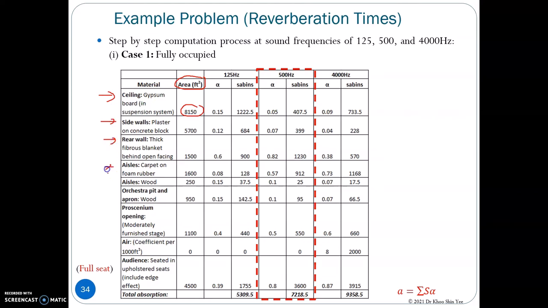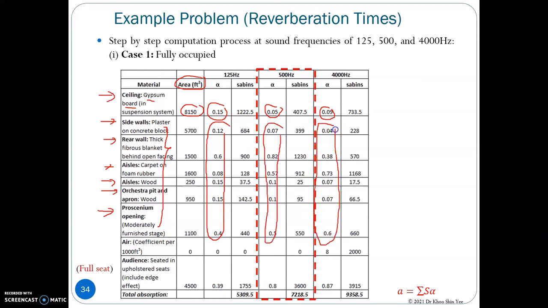In these cases, for example, we use the gypsum board for the ceiling, which has the sound absorption coefficient to be 0.15 at 125 Hz, 0.05 at 500 Hz, 0.09 at 4000 Hz. We have different material at this location and the corresponding alpha value at low, mid, and high frequency are given here. Then we can compute the absorption in sabins by using this formula.